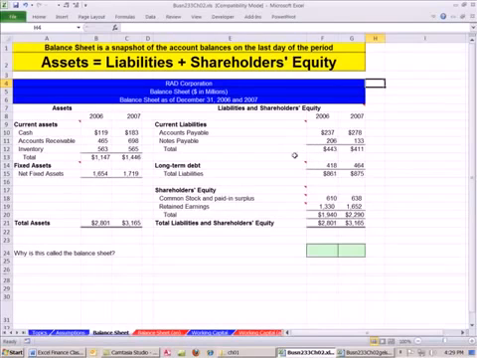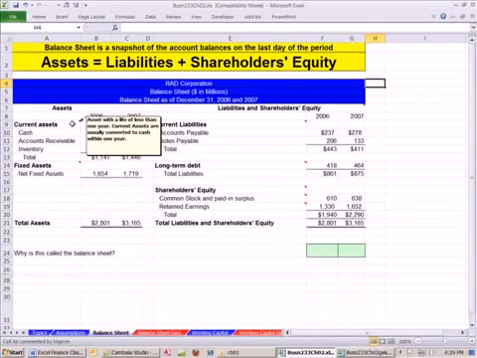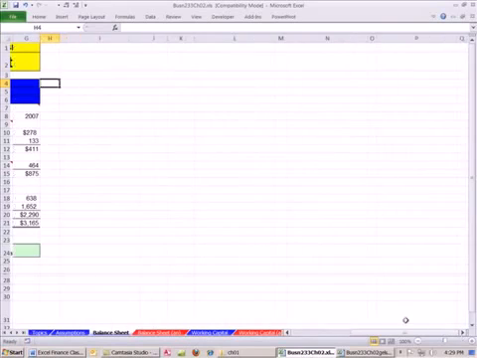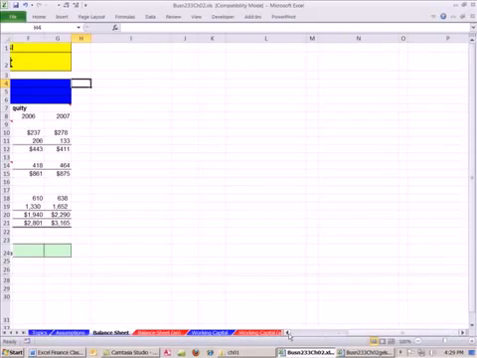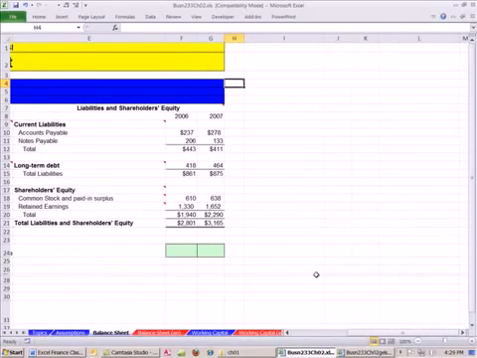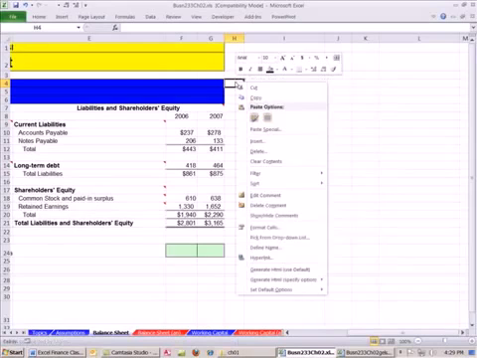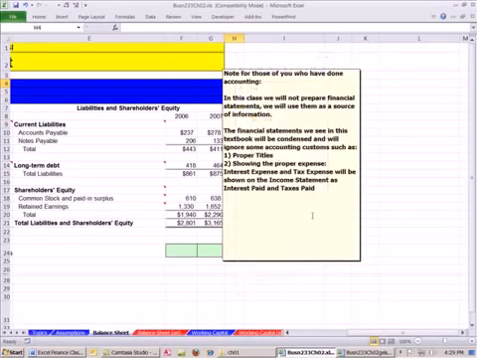Now, in this sheet, if you point to these little red comments, they have notes. Last chapter and in chapters coming up, I'm going to have lots of PDFs. In this chapter, I just have one PDF that shows a deductive proof for one of the formulas we're going to use. But otherwise, all the notes are in this workbook. Now, this is a note for those of you who have done accounting. And actually, you can right-click that and say Show Hide, and then it will show.